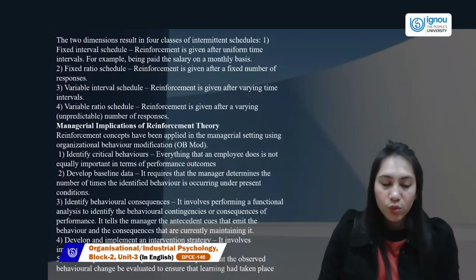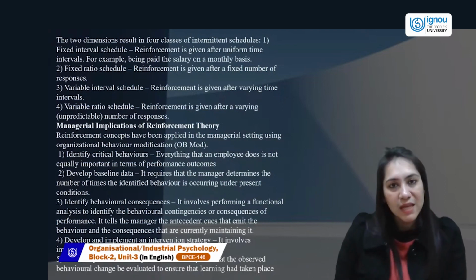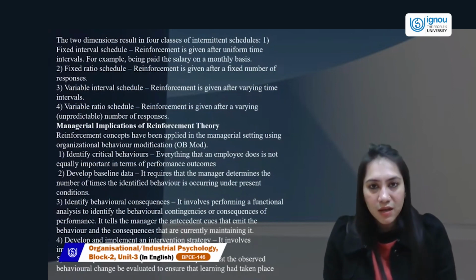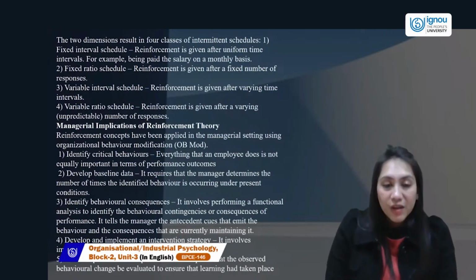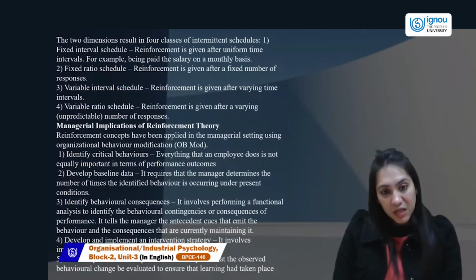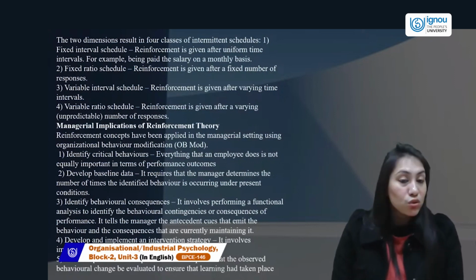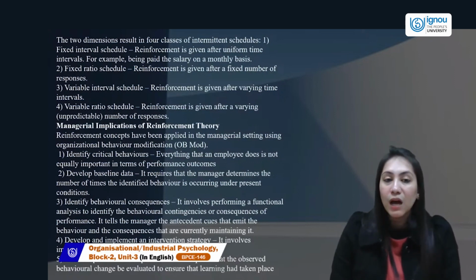At times you feel that every time my employee comes with an activity done, I will reward him. But every time he does a task, you can't reward him. You need to be very critical. Are the task and the behavior done by my employee really worth appreciating? So you need to be very particular about the performance outcomes.